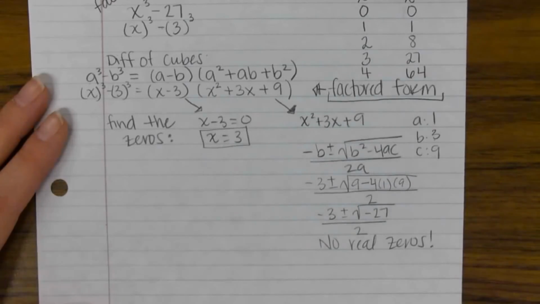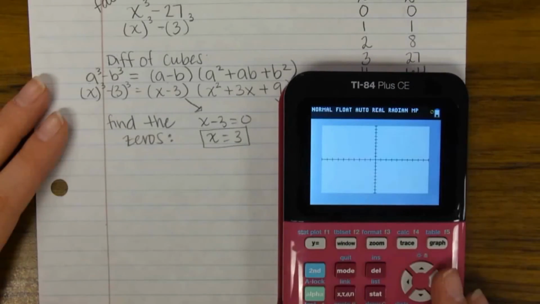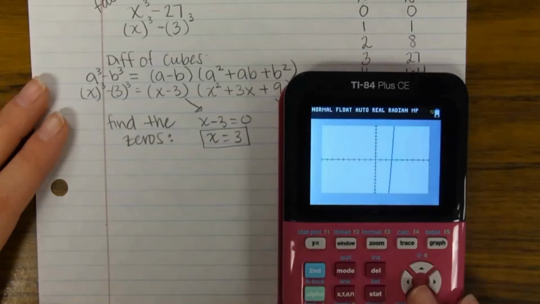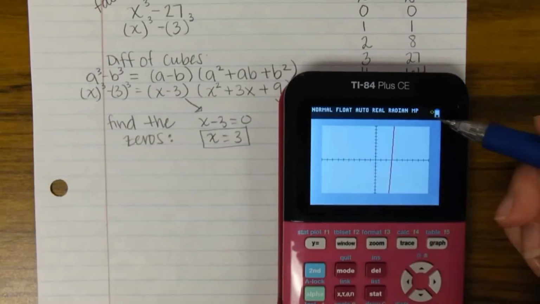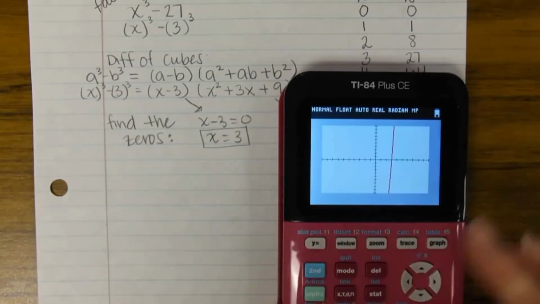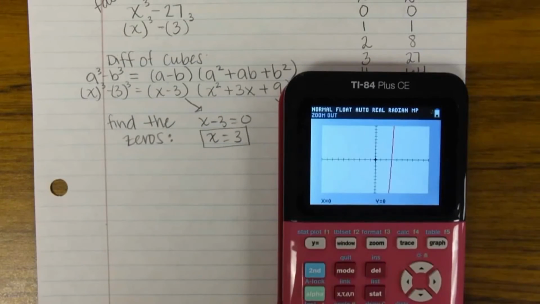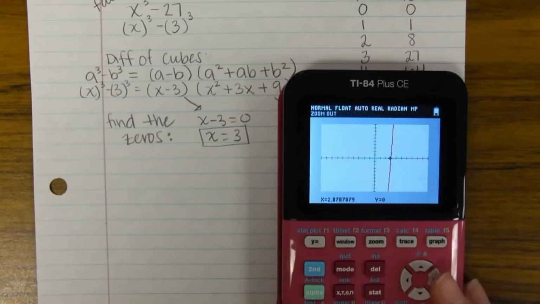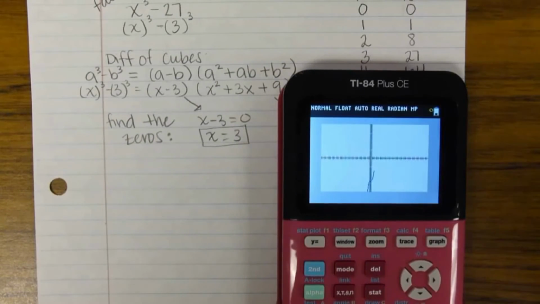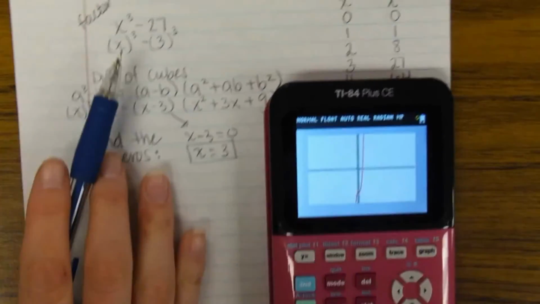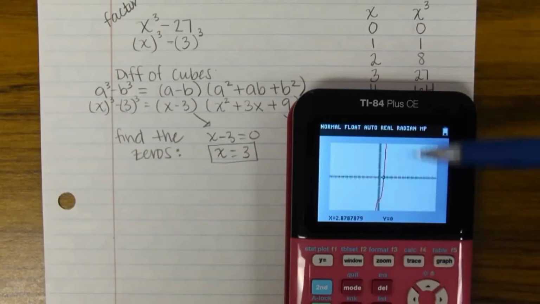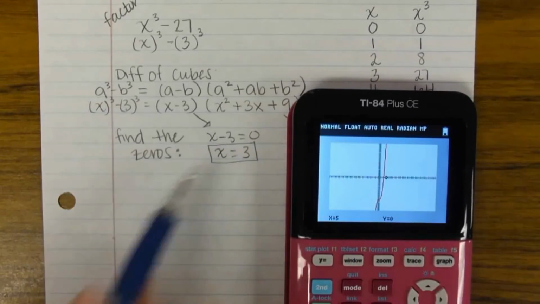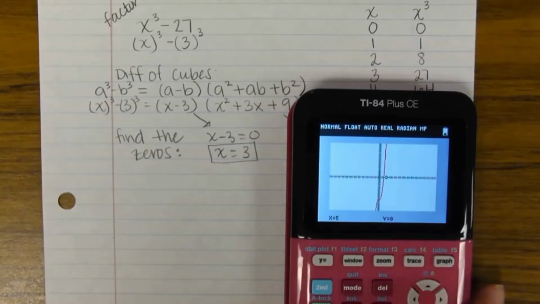Let's check it out. Let's graph it and see if that's true. Well, that's not a very good graph. Let's try to zoom out. Oh, it's still thinking. I gotta wait a second. Okay, I'm gonna hit zoom, and I'm gonna zoom out. There we go. There's our graph. Now this is a cubic function that we started with, so we know the end behavior is going to go in opposite directions, and it's only going to cross one time, and it crosses at x equals 3. So we know that we did that one correctly.